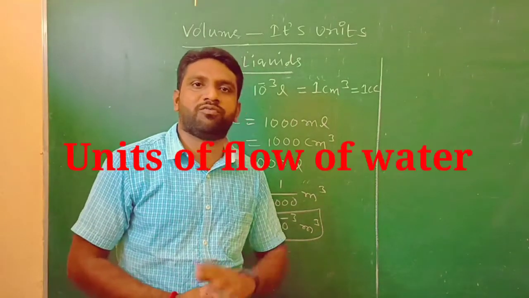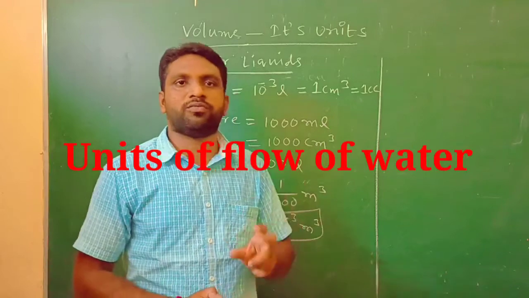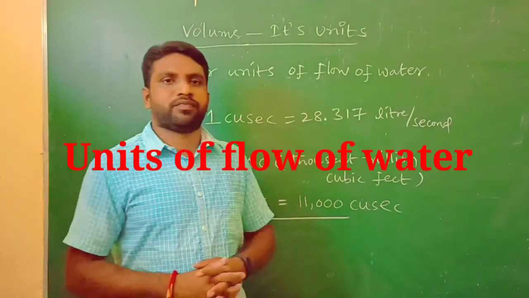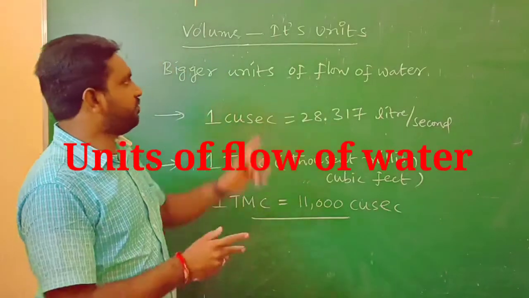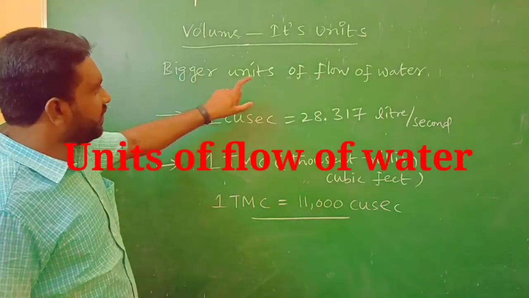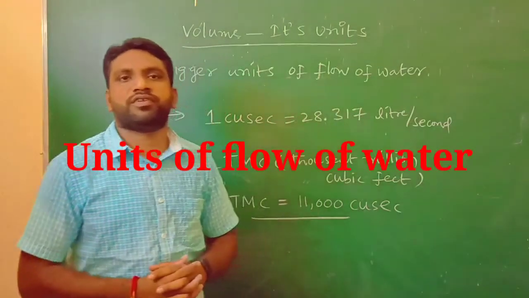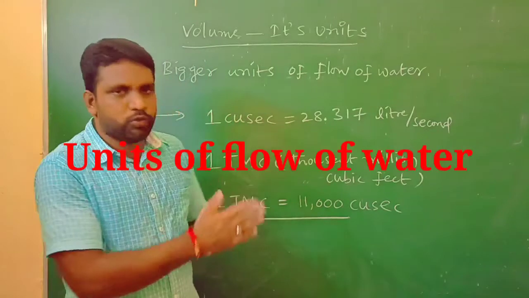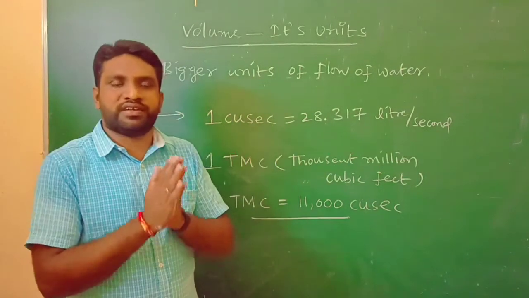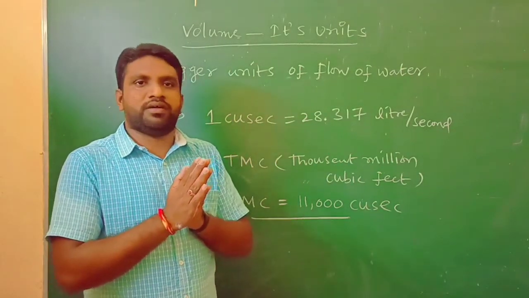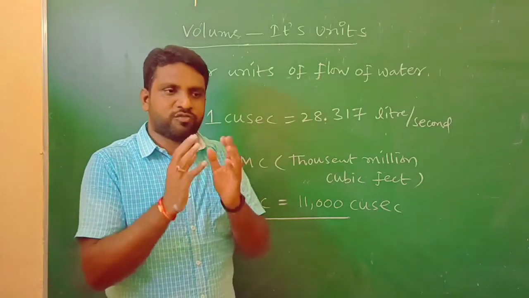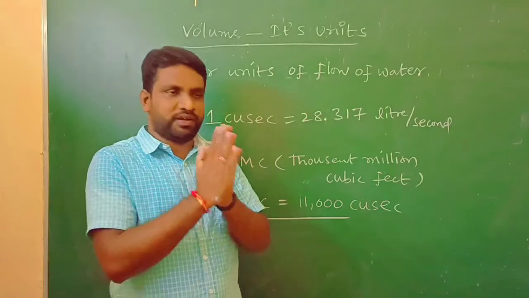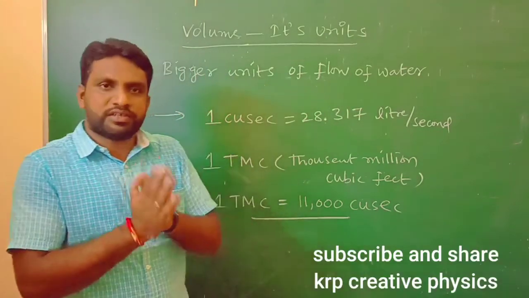Bigger units of water, flow of water. So we are going to move on to the bigger units of flow. Okay friends, in this one we are going to learn about bigger units of flow of water with respect to time. That means rate of flow of water. And these two types of units are especially used in reservoirs and by governments. So this much quantity of water is released into that particular reservoir, like we observe in the news. Okay, so let's see that.